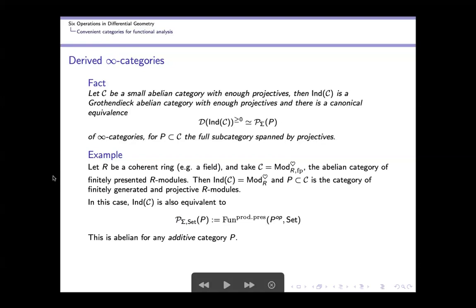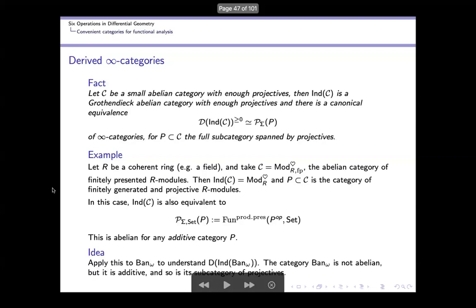to produce this nice category of, quote unquote, topological vector spaces. The idea is that for our finitely presented modules, we want to consider the category of Banach spaces. And so the derived infinity category is going to be the derived infinity category of the Ind completion of Banach spaces. Now Banach spaces is not abelian, but it is additive. And so the subcategory of projectives is also going to be additive. Additive means that you have products and coproducts, and they're the same. So you have sums.